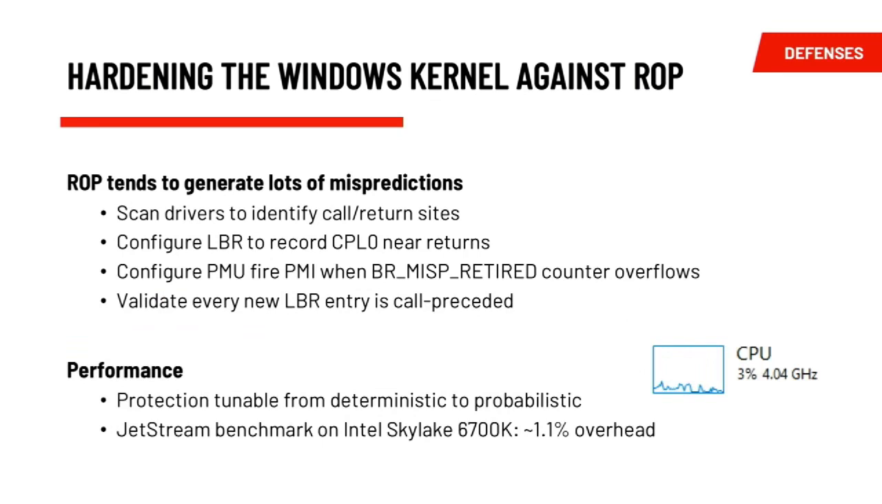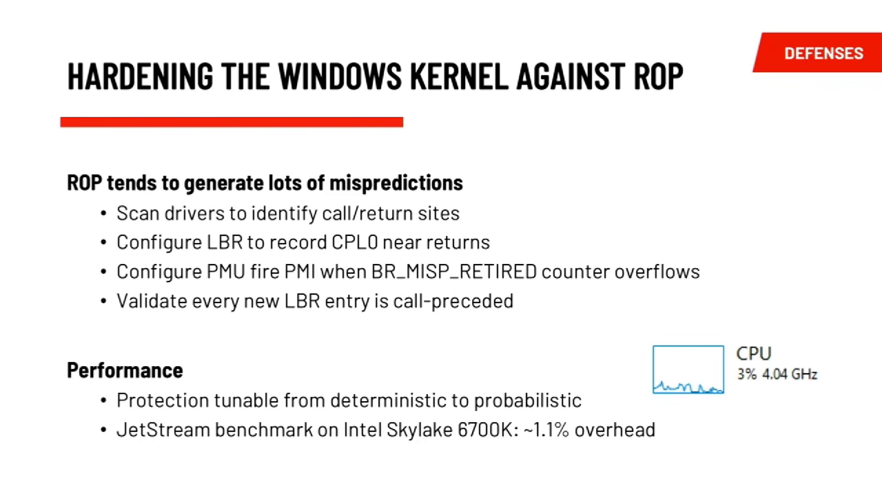We can configure the CPU's last branch record mechanism to keep a circular log of all of the return instructions that occur within the kernel. We can then generate a control flow policy by scanning all the drivers that are loaded into the kernel, performing a linear scan disassembly of those drivers, looking for call instructions. Every call instruction, under normal control flow, the next instruction after that call instruction is the expected return site.